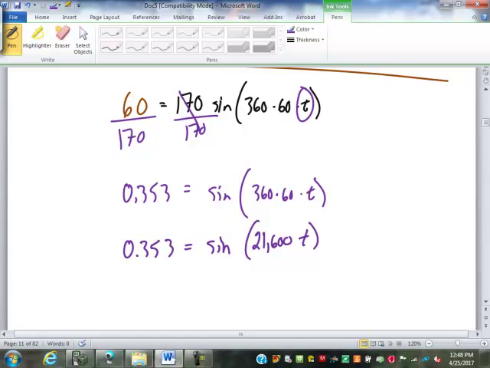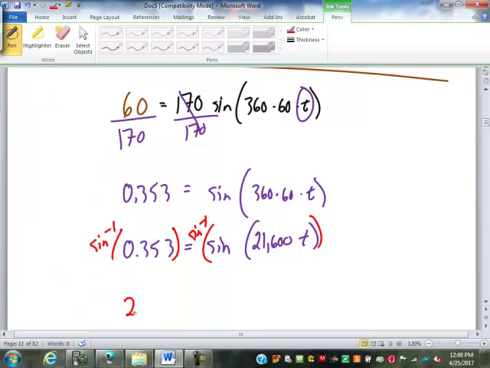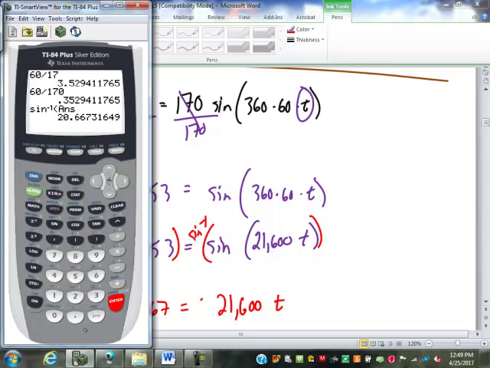So now we have to do the inverse sine to get rid of the sine. So I'm going to do second sine, second answer, yes, to inverse sine that answer, so I don't have to punch it back in. So I'm at 20.67. Yeah, so now I'm going to divide by the 360 times 60, which is 21,600, right? So I'm going to divide by 21,600. So I get, now that's scientific notation, 9.568 E negative 4. What does that mean?